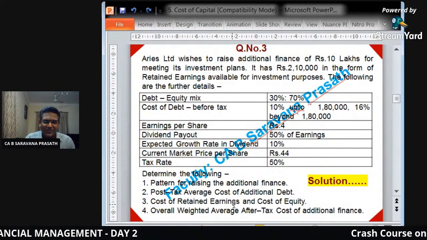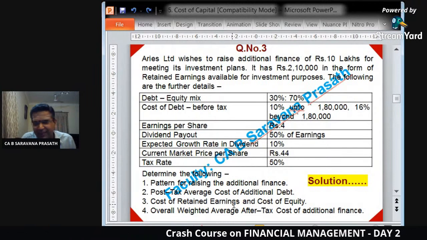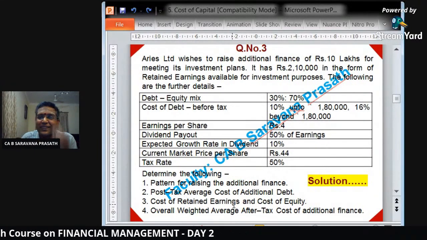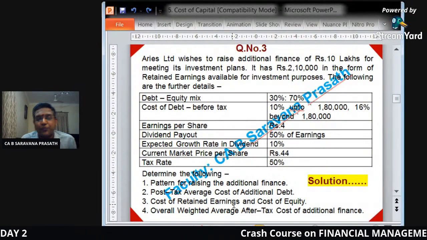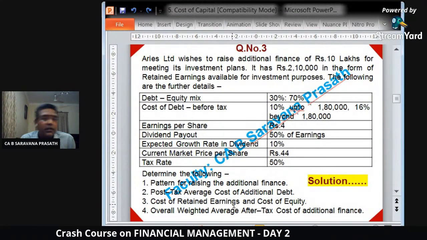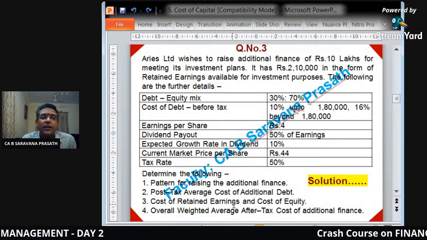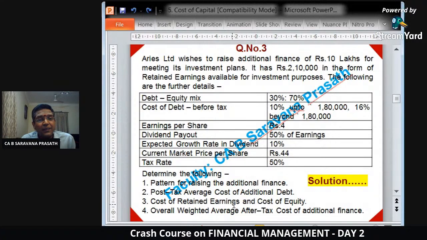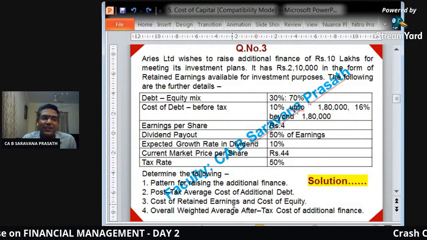Beyond 1,80,000 it is 16%. If you borrow up to a particular limit, you have to pay 10% interest. If you borrow more than that, you have to pay 16% interest. Earnings per share is equivalent to 4. Dividend payout is 50% of the earnings, meaning 50% of 4 rupees is the dividend per share. Expected growth rate in dividend is 10%. Current market price per share 44 rupees. Tax rate is equivalent to 50%.